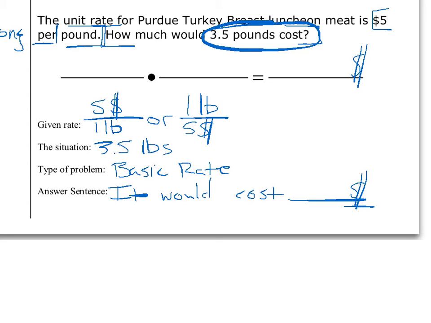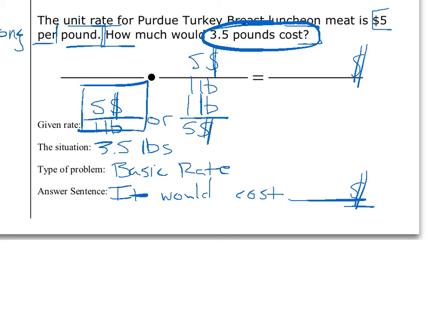We need to pick our rate. Show me 1 or 2. Which of these 2 rates do I want to use? Okay, so we're looking at the first one. That matches up our dollars on top. So we get $5 for 1 pound.